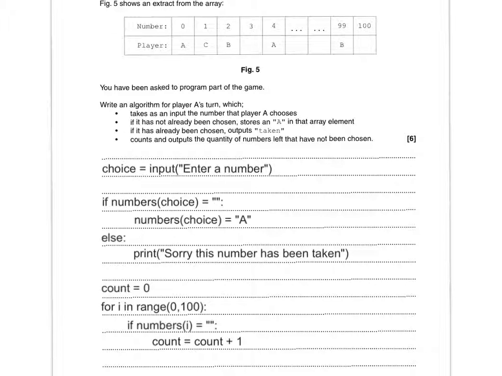So there you go, that's my model answer. The first 3 bullet points would have given you a total of 4 marks if you'd managed to get all of that right. That includes the input statement and the first if and else clause. The second part, which is the loop that loops through the numbers and then decides how many numbers are left empty, that would actually get you a further 2 marks.